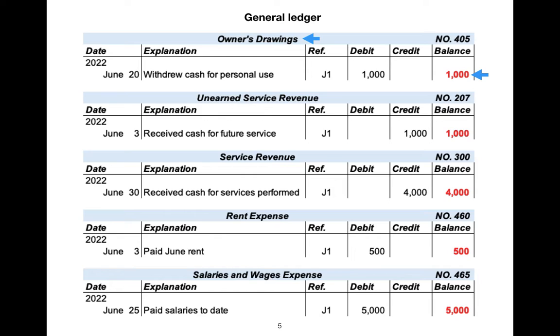Unearned service revenue of $1,000 credit balance. Service revenue of $4,000 credit balance. Rent expenses of $500 debit balance. And finally, salaries and wages expenses of $5,000 debit balance.